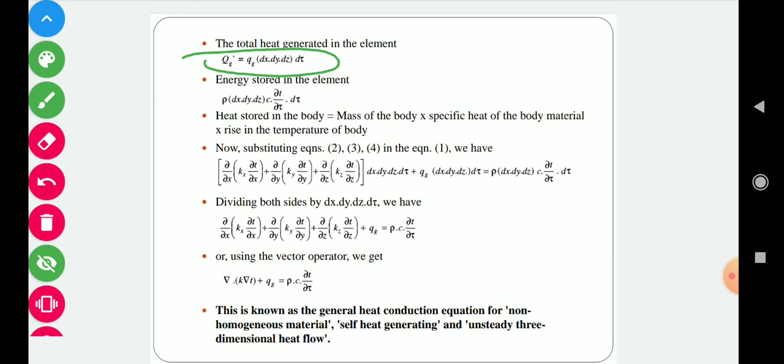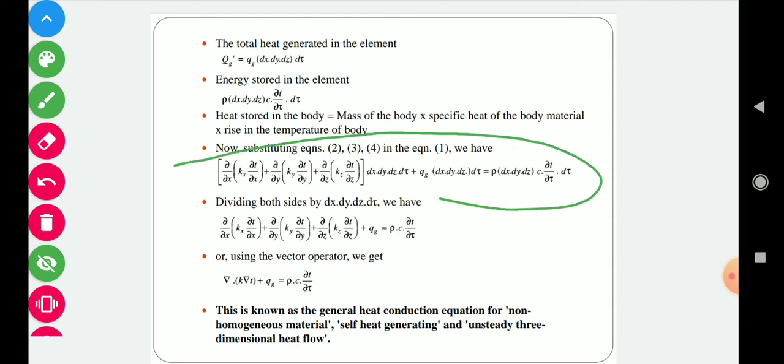Similarly, energy stored in the element is rho into V, where V is dx, dy, dz, c is specific heat, this del T by del tau, into total time. Now we have derived all required quantities. So if we put all these values in our overall heat balance equation, we will get this equation.